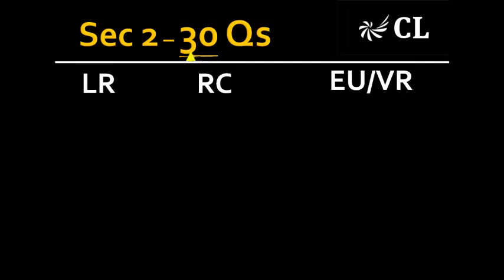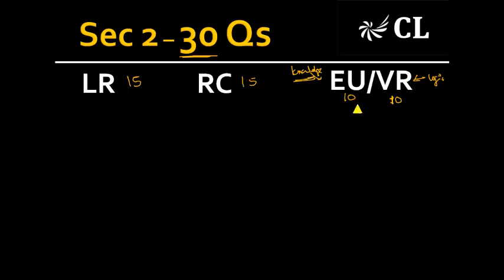Section 2, to get 30 questions out. Now LR there are 15 questions, RC there are 15 questions, EU would be about 10. By EU I mean English usage, grammar and vocabulary based questions. By verbal reasoning I mean para jumble, para completion. Verbal reasoning you can at least answer using logic. Here you need to have knowledge to handle. So this you need logic, and this you need knowledge.